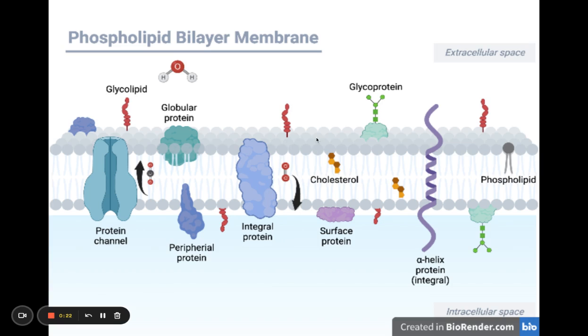Now, these openings allow small molecules to sneak through, right? But if you are polar like water, you're going to have a hard time being in this space right here where the tails are, right? Because the tails are hydrophobic. So you're kind of going to be stuck there.